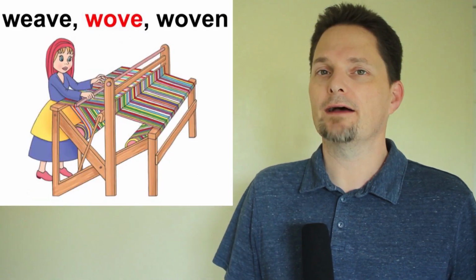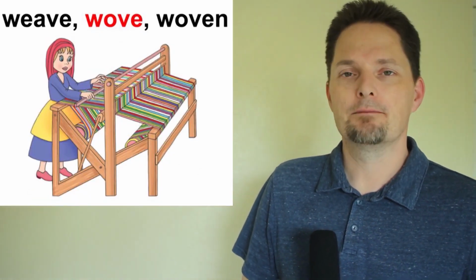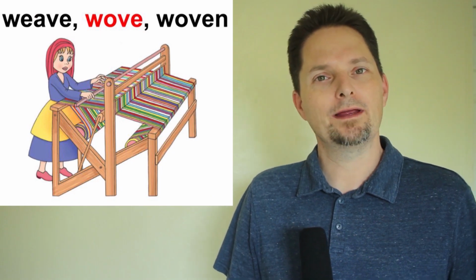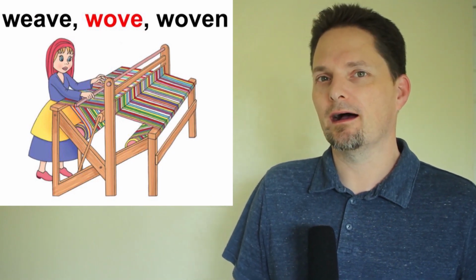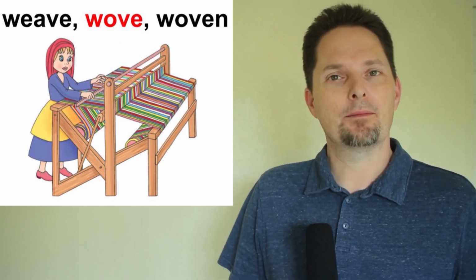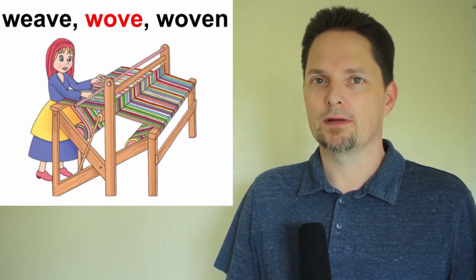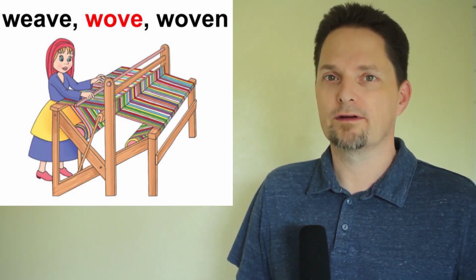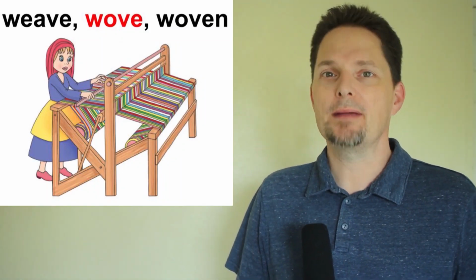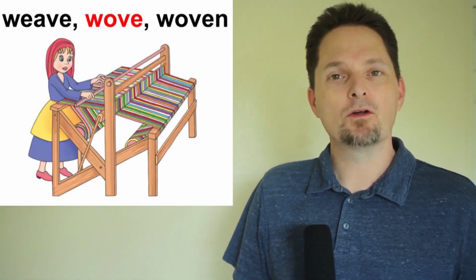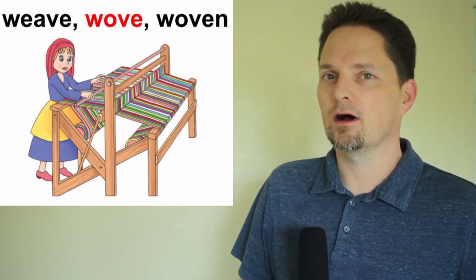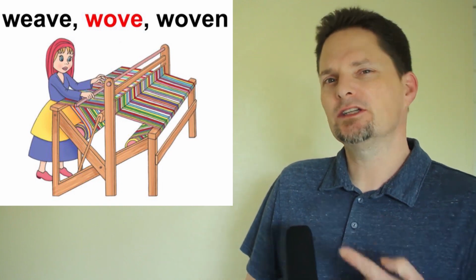Very good. And we have some verbs in the past, making the O sound. Weave. In the present, weave. She's weaving a rug. In the past, she wove. She wove a rug. And the participle is woven. She has woven many rugs. So the past is wove. She wove a rug. Did she weave a rug?